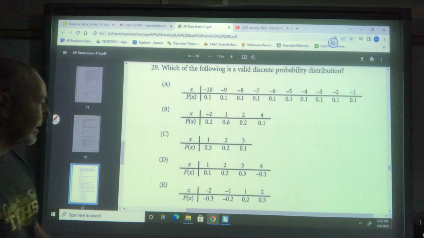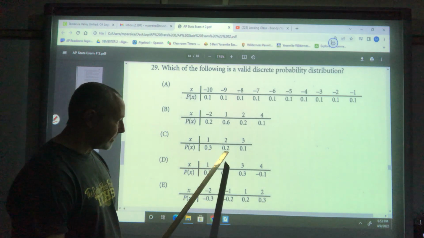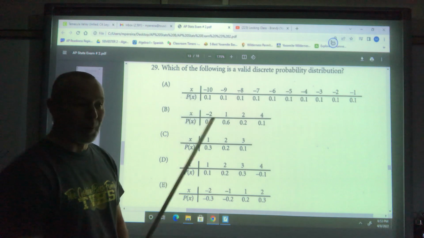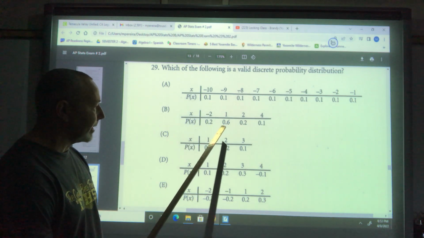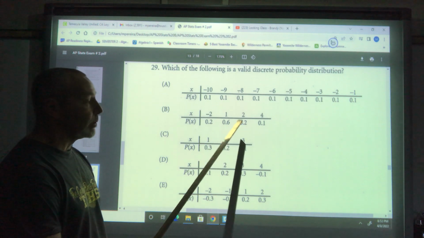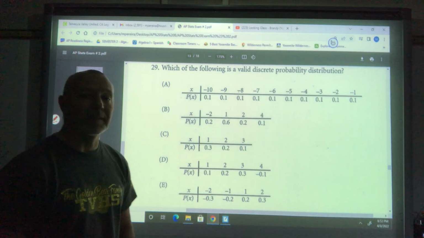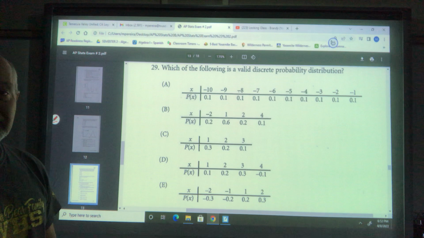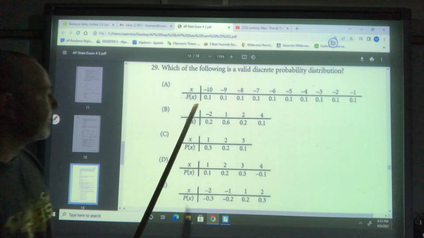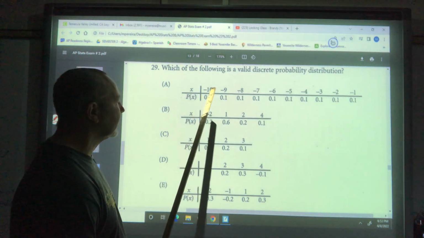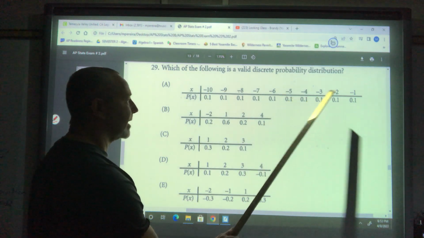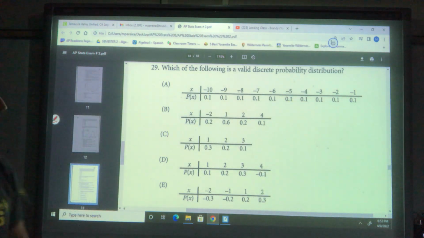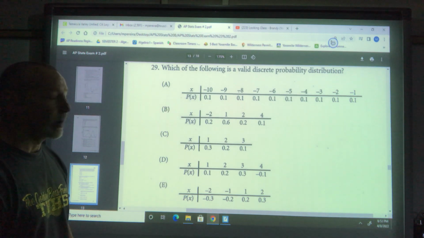So we're left with A, B, and C. 0.3 plus 0.2 is 0.5 plus 0.1 more is 0.6. No, it should add to 1. 0.2 plus 0.6 is 0.8, plus 0.2 is 1, plus another 0.1 is 1.1. They cannot exceed 1. Okay, and finally up here, there are 10 values of 0.1, so 1, 2, 3, 4, 5, 6, 7, 8, 9, 10. If I add those up, it adds to 1. A is the correct choice there.